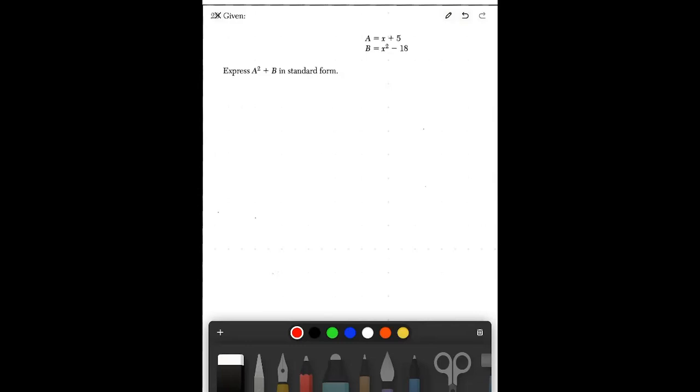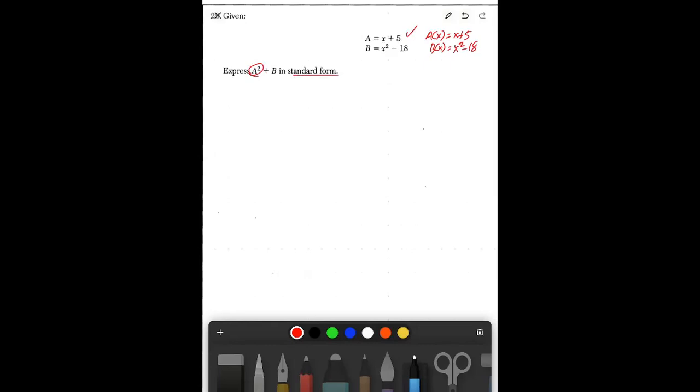All right, so the very first thing, it says we have two expressions or functions. A equals x plus 5, that's the first one, and then we have b equals x squared minus 18. The way I like to think about this, Jameer, is that you can say this is a of x, and this one is b of x. What they want us to do is square the a of x function and add the b of x function to it.